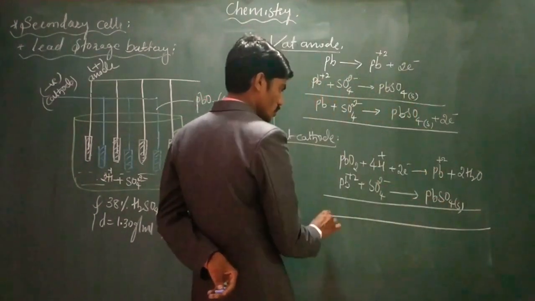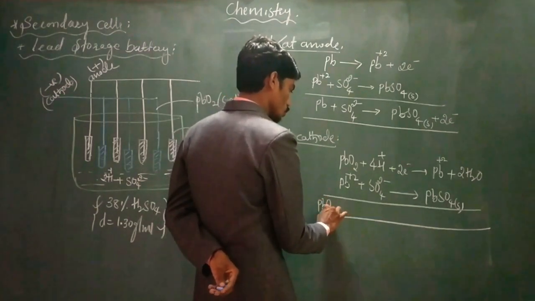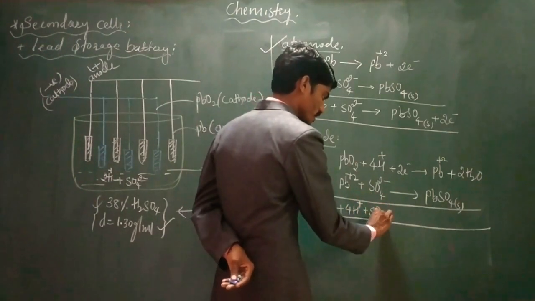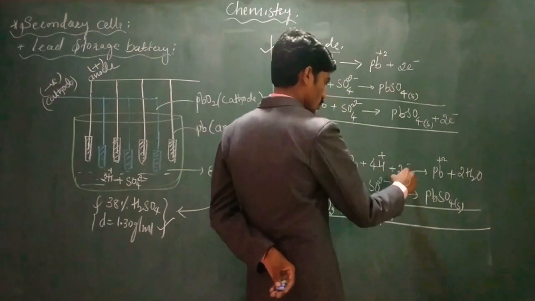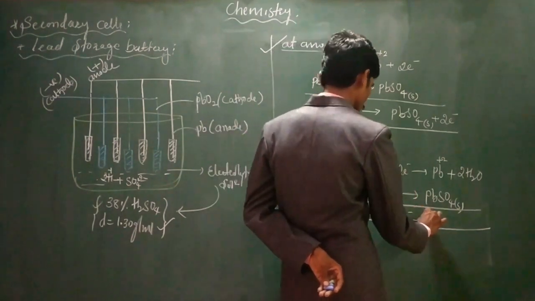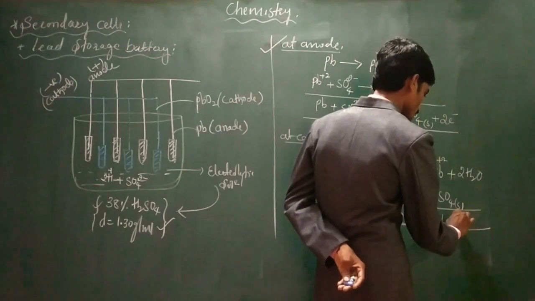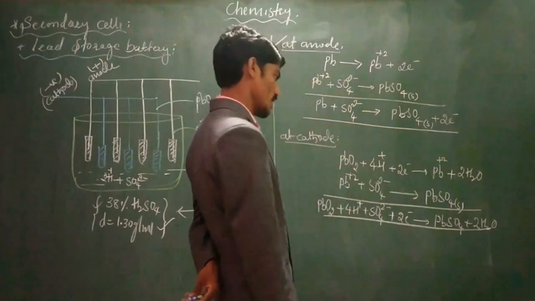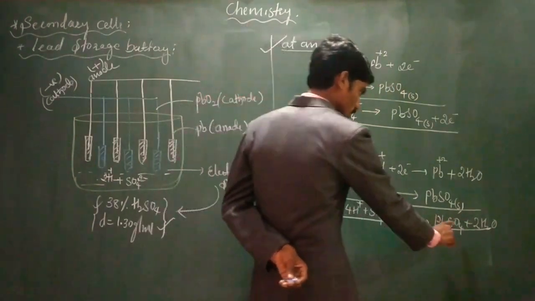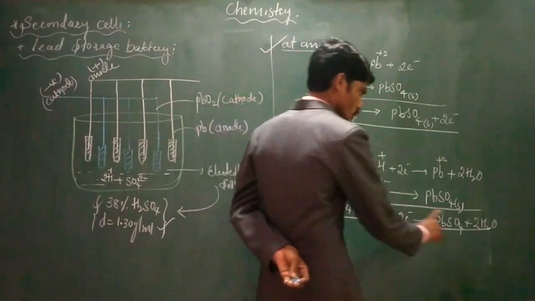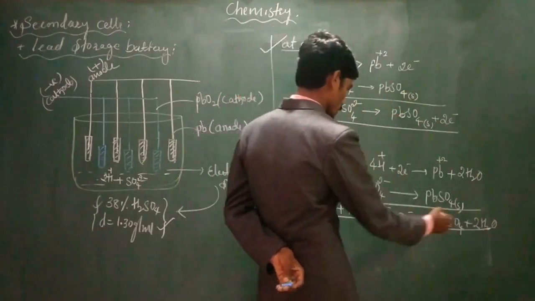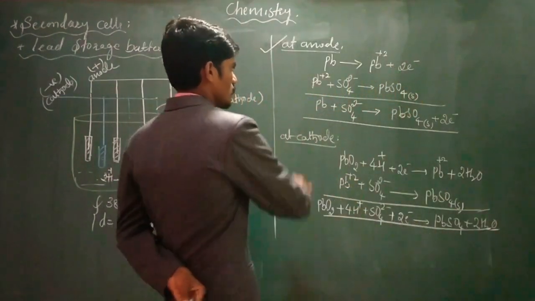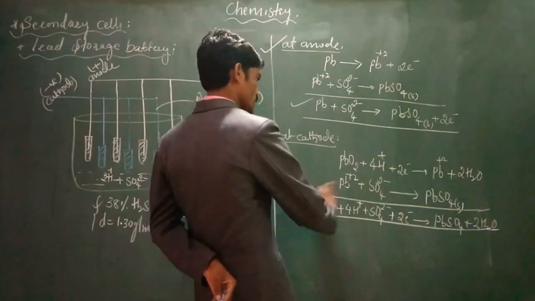What is the overall equation here? Pb2+ cancels. That means PbO2 plus 4H+ plus sulfate ion plus 2 electrons gives lead sulfate plus 2H2O. It is balanced. Look at this, this one is the anodic reaction and this is the cathodic reaction.